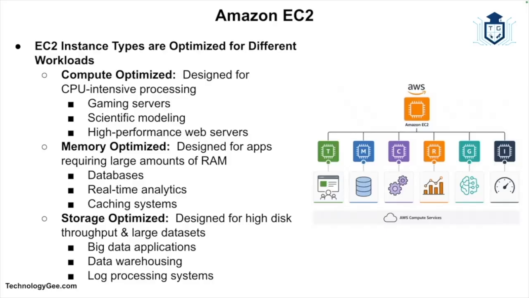And these are ideal for big data applications, data warehousing, or log processing systems. Now, the key takeaway here, and this is something that AWS loves to test, is that you should match the instance type to the workload. Do not just pick any EC2 instance. Think about what your application actually needs.